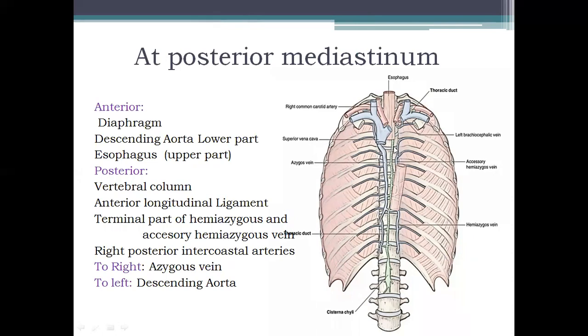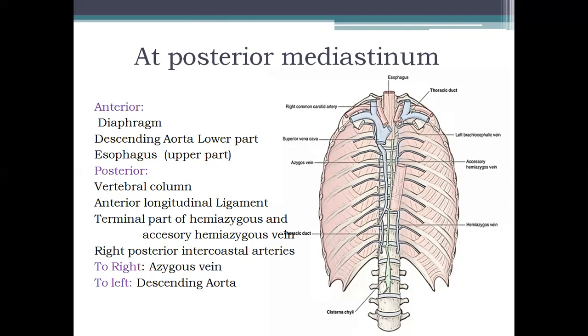We would have the vertebral column, as we can see here, and the anterior longitudinal ligaments, and then terminal parts of the hemiazygos and the accessory hemiazygos vein. As you can see, this is the thoracic duct, and these two are behind the thoracic duct. These both drain into the Azygos vein, which you will see in the forthcoming slide.